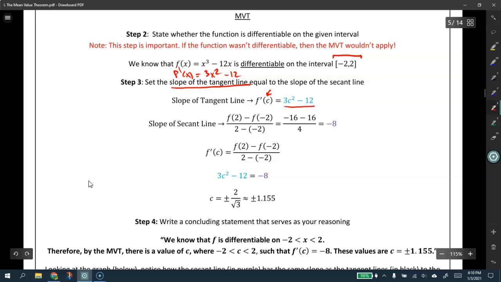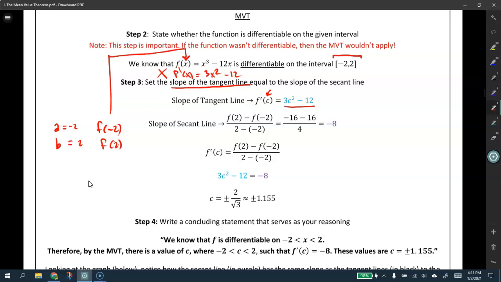Okay, now comes the slope of the secant line. How do you find the slope of the secant line? You basically know what a and b were, all right? You know that a was -2 and b was +2, and your job is to go back to the function. Be careful, not the derivative, not the derivative, okay? Not here. You go to the original function over here, and you plug in -2 and +2.